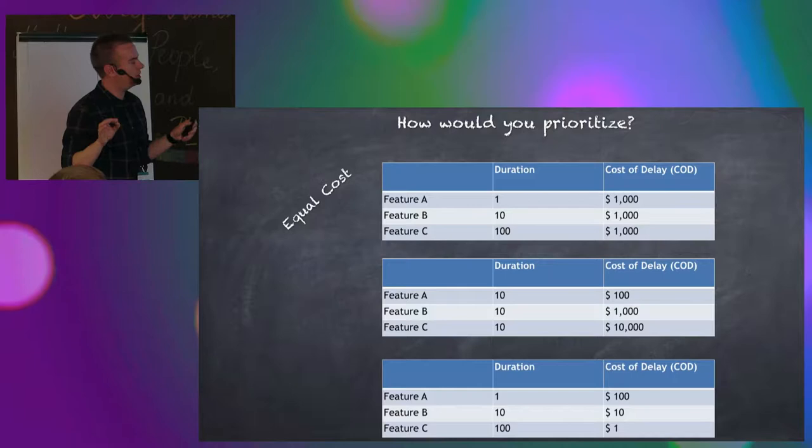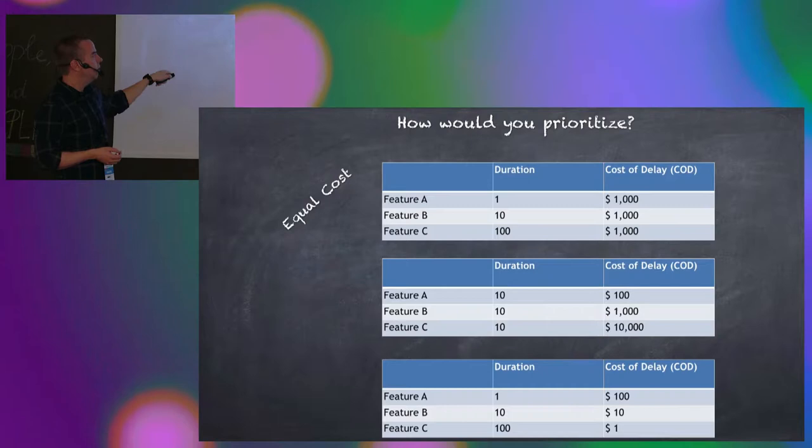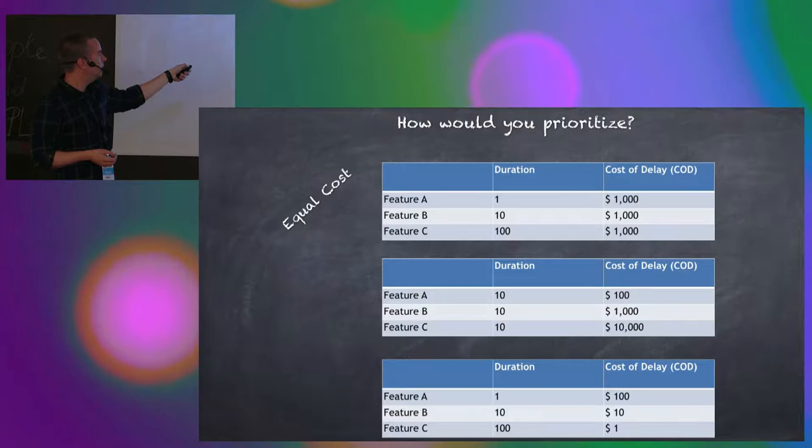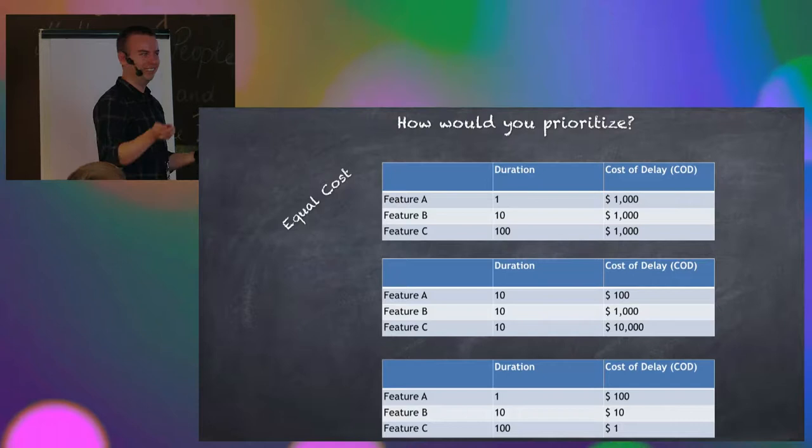If we are prioritizing right now, and I have three features, the cost of delay, the cost of not having that feature right now, is $1,000. And the estimation that I have to do those features is: feature A is 1, B is 10, C is 100. What would be your prioritization list here? Which one would you do first? A first, then B, then C.